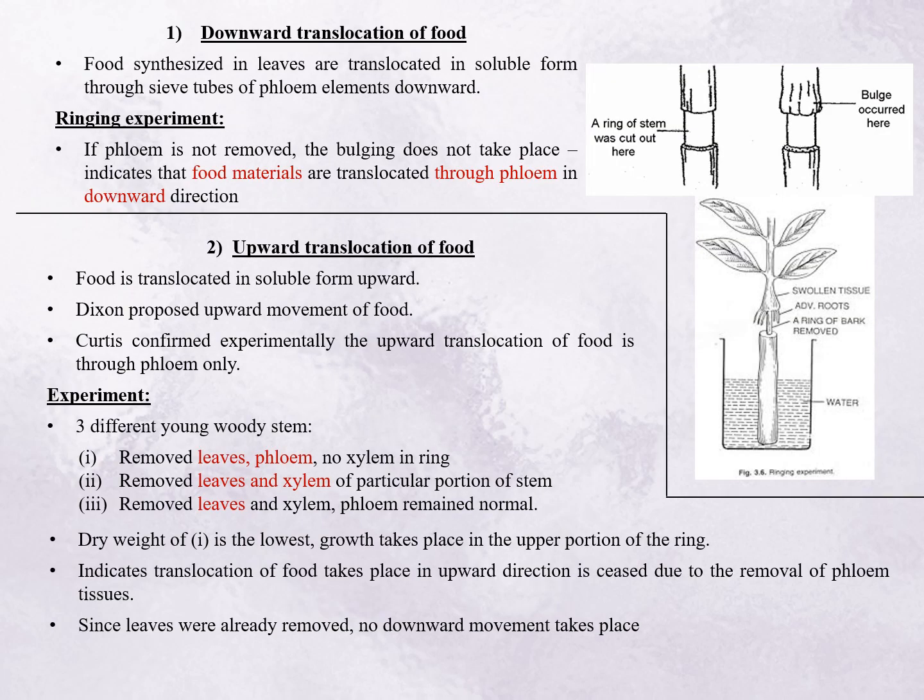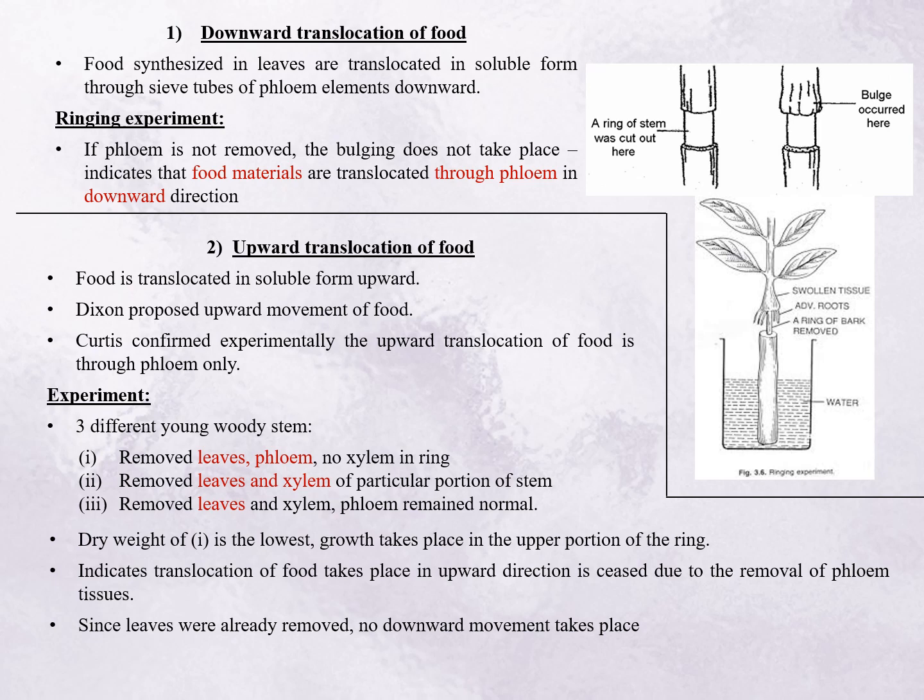The downward translocation of food was proved through the ringing experiment. In this experiment, a plant was kept alive by removing a small region of phloem in the stem, and after a few days it was noted that the area above the cut showed a bulged region. This bulged region was rich with food materials, sucrose, hormones, etc. And after a few days, rooting was noted from that bulging region.